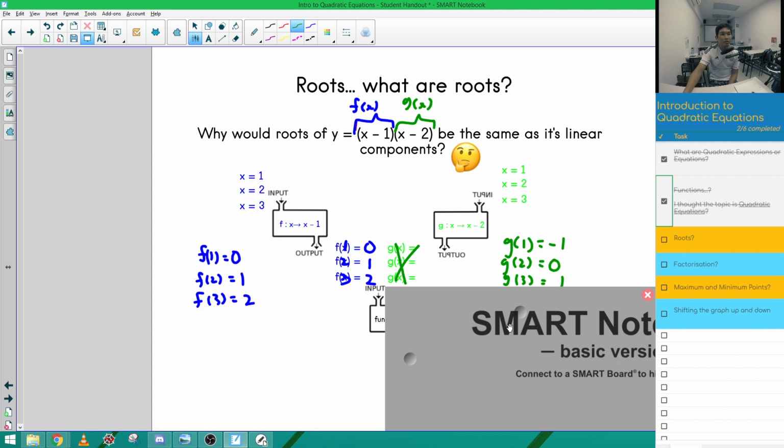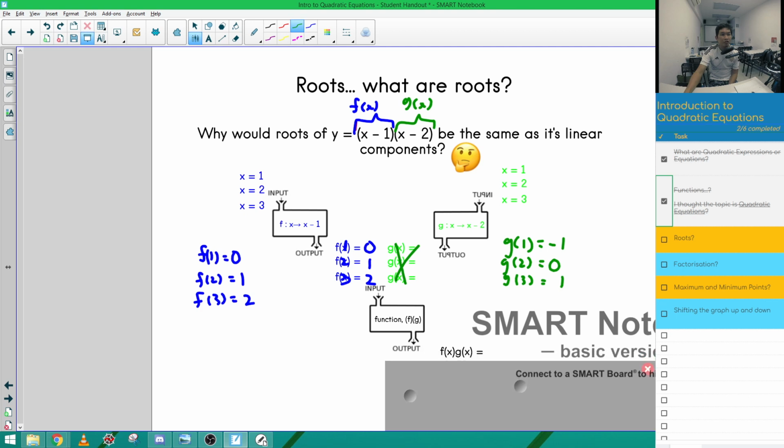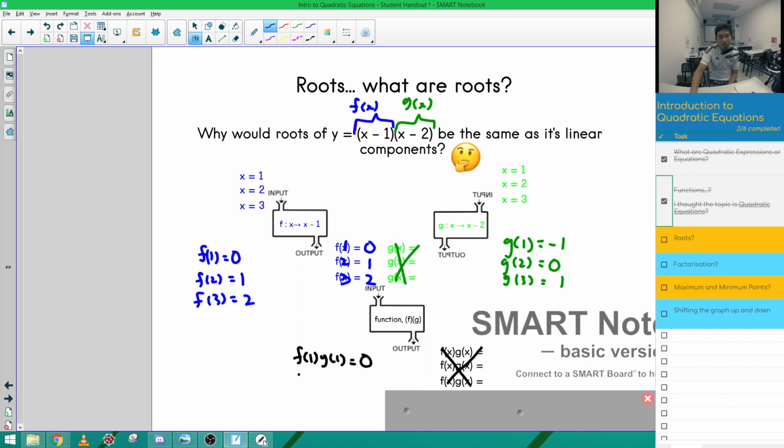So what happens when we take f and g and multiply them by each other? F times g. What happens? Again, I'm going to write it at the side here. What is f of 1 times g of 1? Well, f of 1 is 0. G of 1 is negative 1. 0 times negative 1 just gives me 0. Now let's look at f of 2 times g of 2. F of 2 is 1. G of 2 is 0. Multiply together, I get 0.